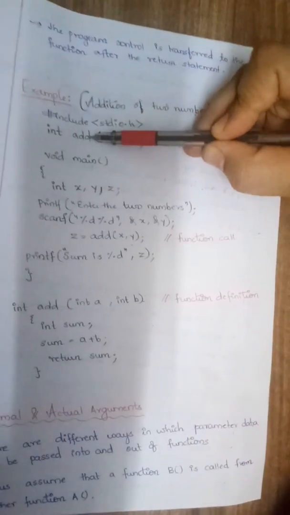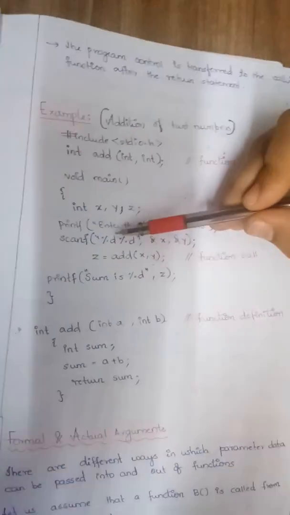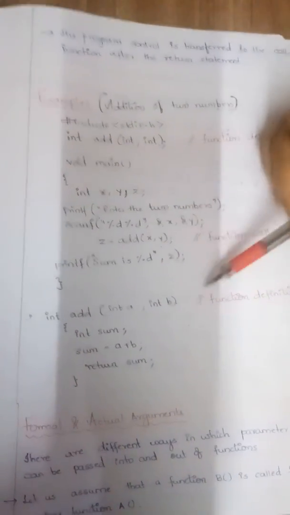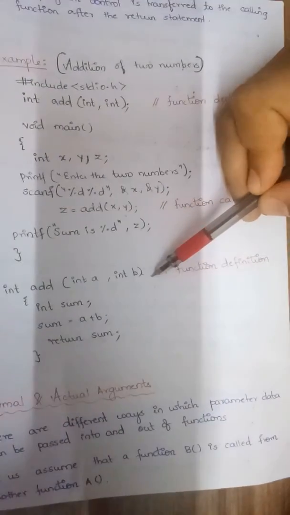So you have declared your function, got the input inside the main function. As soon as you get the input, you call the function. The function will go directly to the place where it is defined.